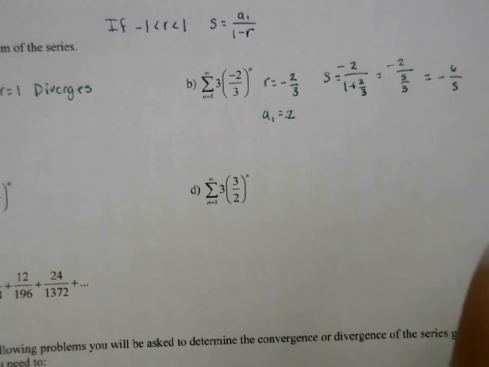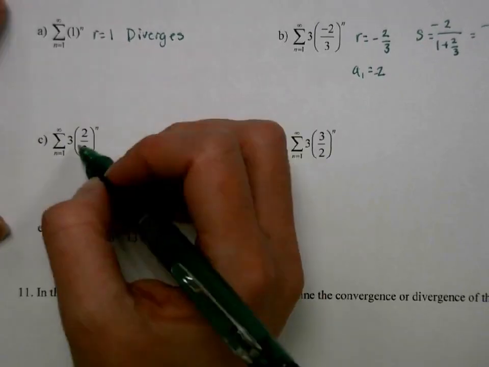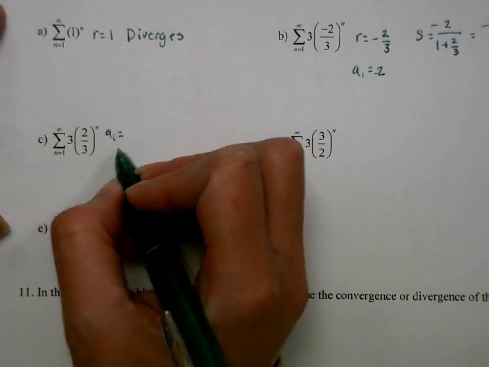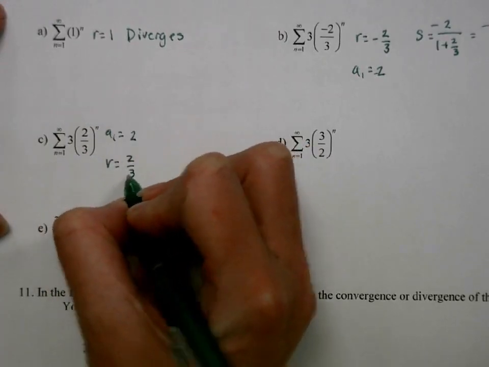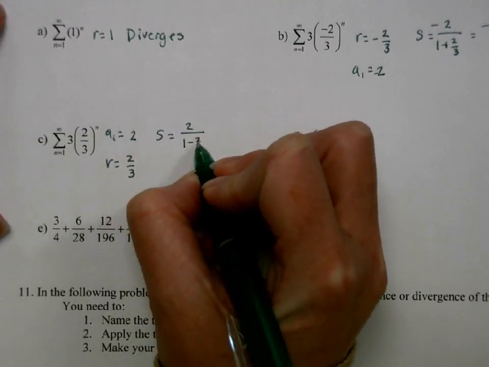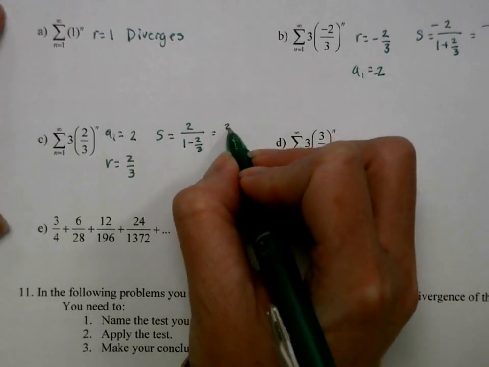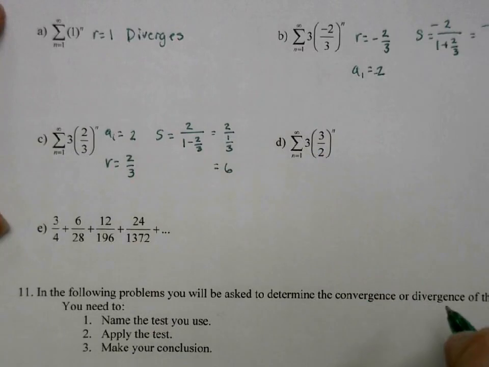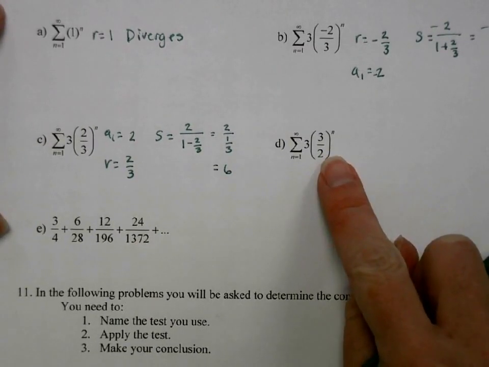Okay, down here, similar, we're just swapping out a positive 2/3, and my a1 is, if I plug in 1, 2, my r is 2/3. We get a common denominator, which is 2 divided by 1/3, or 6. This one, we're out of luck because our common ratio is 3/2, which is not between -1 and 1.